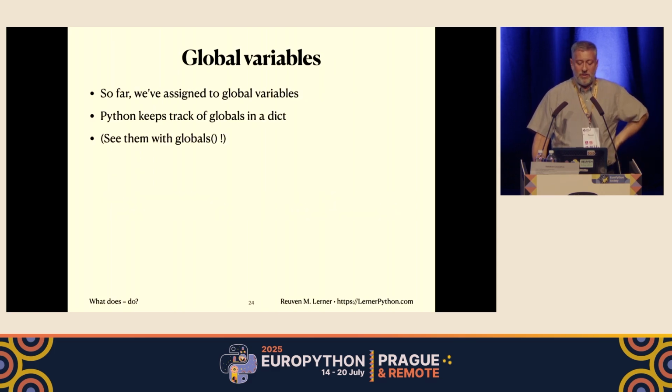So far we've been talking about global variables, and Python keeps track of global variables in a dictionary, in a dict, which makes sense because we have names and we have values. By the way, if you ever wondered how it can be that we can store any value we want in a Python dict, that's because Python is storing all of our values in a dict, so it must work.